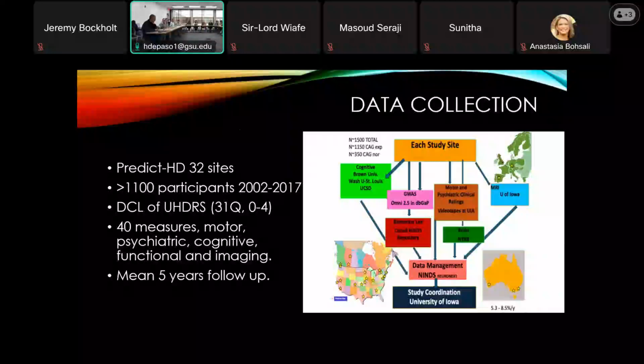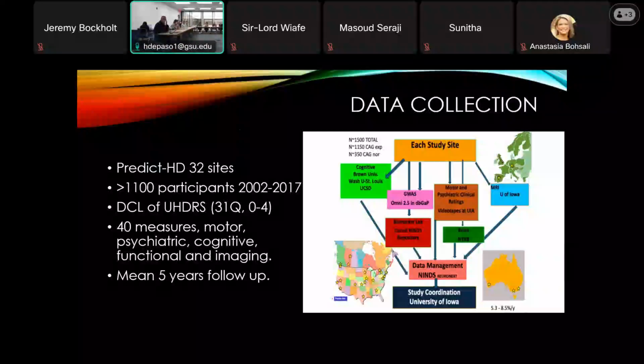So now that we've briefly gone over Huntington's disease, I want to talk about our study. So our study was essentially the data was collected from 32 sites of the PREDICT-HD data. This was essentially a little bit more than 1,100 participants. Obviously, it's changed a little bit from 2002 to 2017. And there has been a follow-up study continued on for the PREDICT-HD. We did not collect the PREVENT-HD data, but it's worth mentioning.